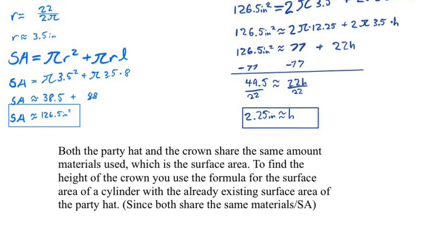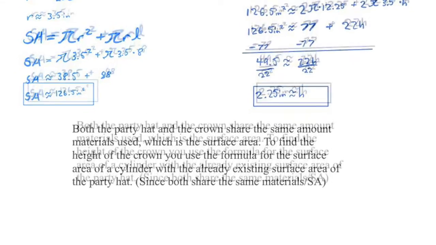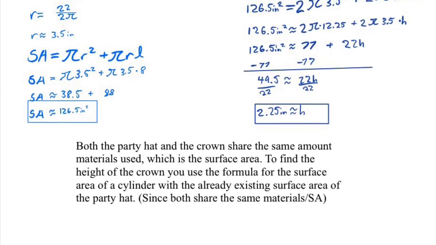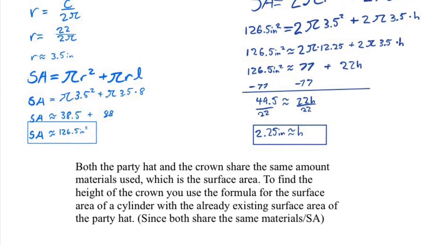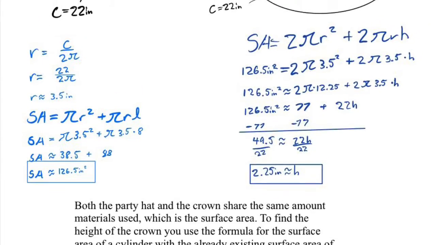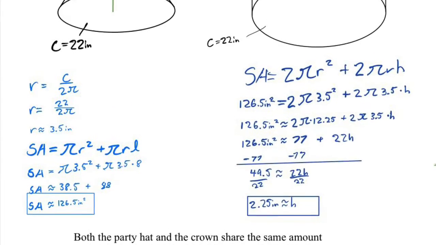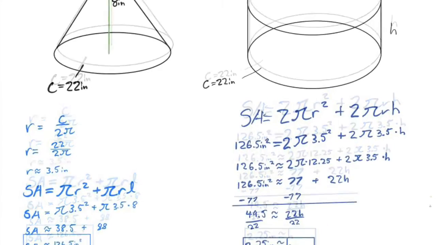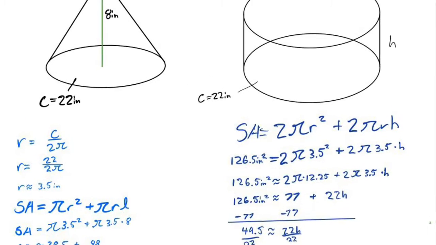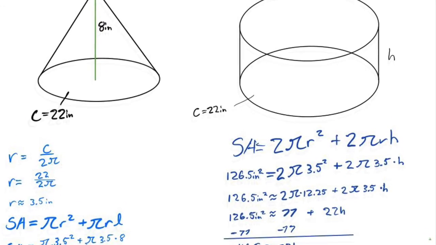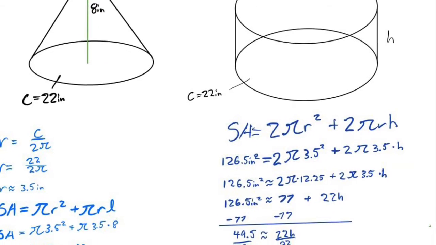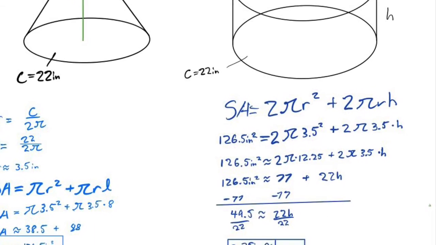Now for the party hat and the crown, we're going to write in our given numbers. For both the party hat and the crown, we have a circumference of 22 inches. But for the party hat, we have a height of 8 inches, and we're trying to find the height of the crown. For both the party hat and the crown, they share the same amount of materials.